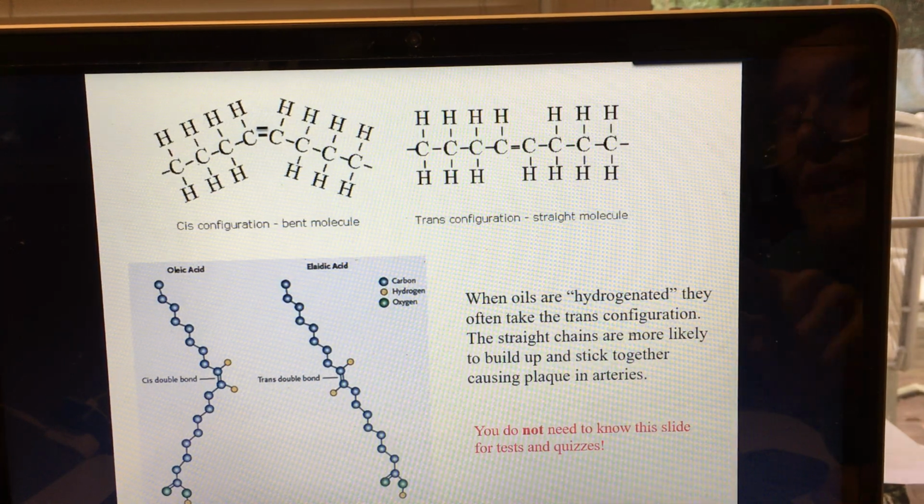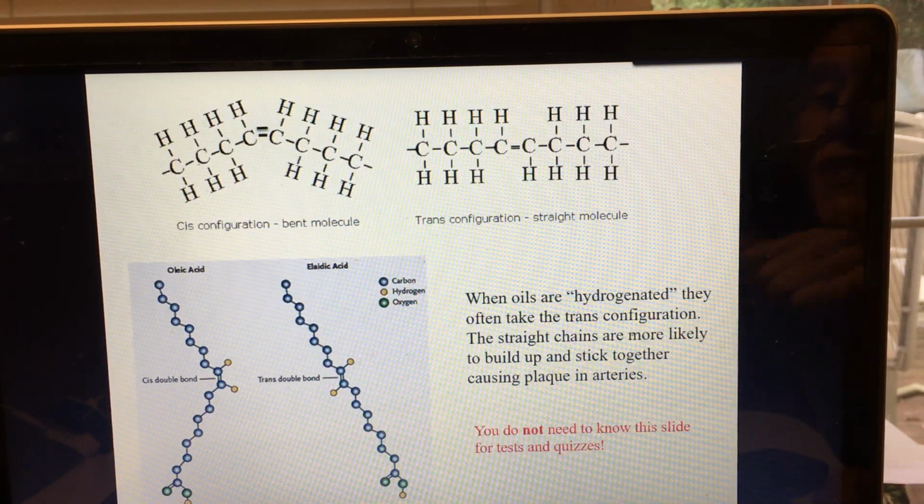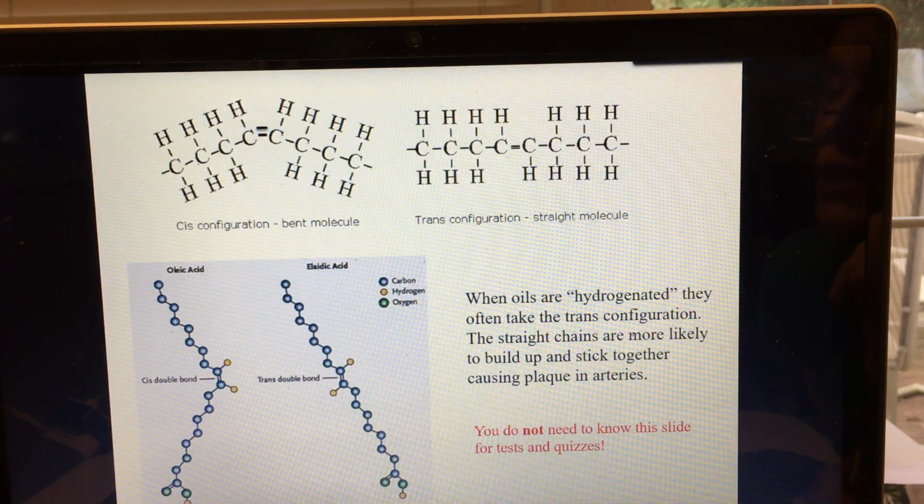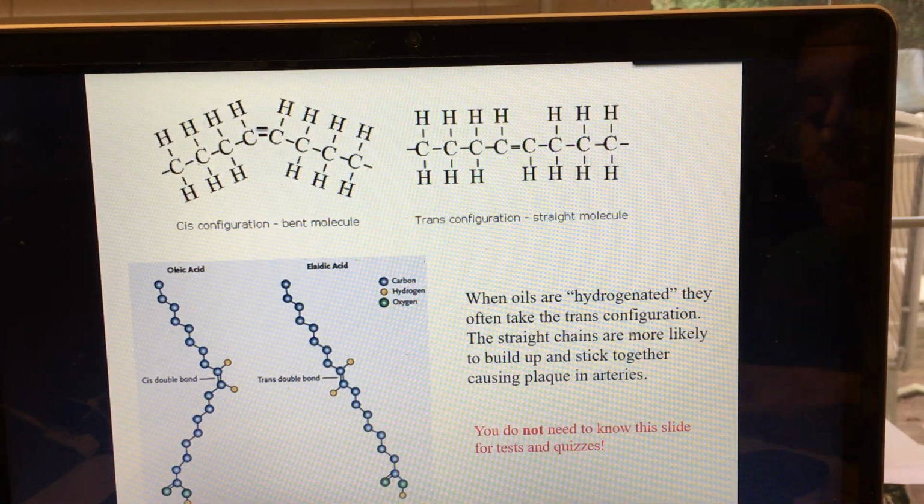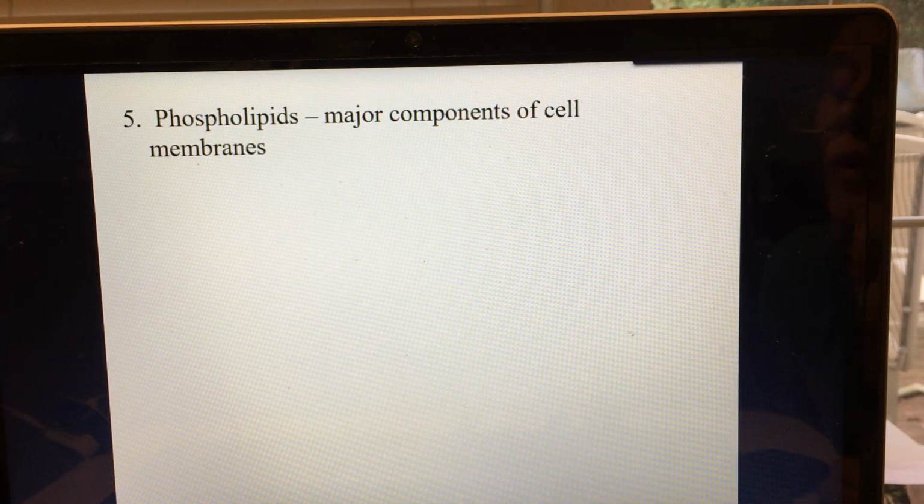Again, I just want to reiterate, none of the stuff about trans fats or hydrogenated oils will be on the test. I just think it's important when you are shopping to know what to avoid. Now, what I'm about to come back to is another kind of lipid.